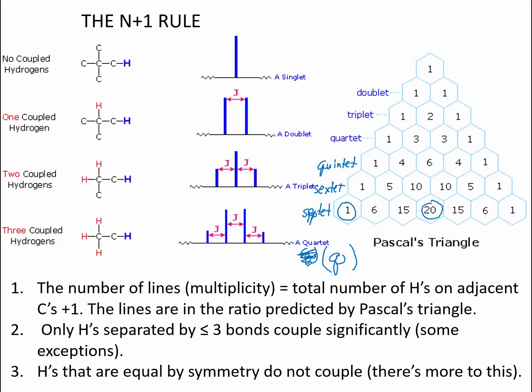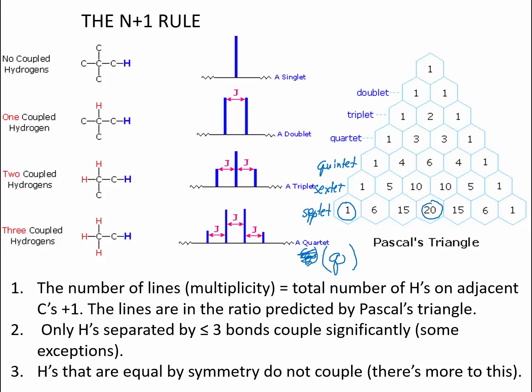You can usually see longer coupling if you blow your spectra up, but I'm not going to blow them up for you. We're just going to look at the large couplings that you get by having hydrogens separated by 3 or fewer bonds. And this last point is that hydrogens that are equal by symmetry do not couple. This is a little bit of a simplification. This is the apparent result. There's actually coupling. It's just that it's not visible.